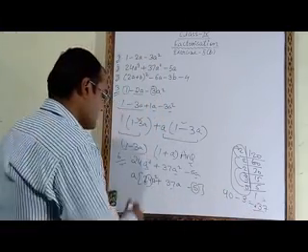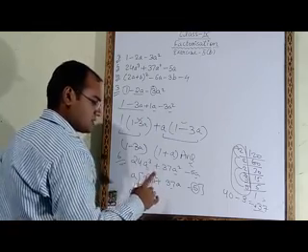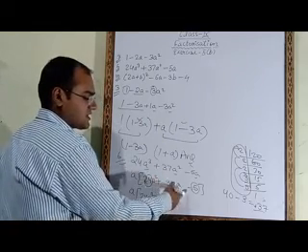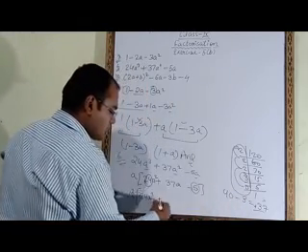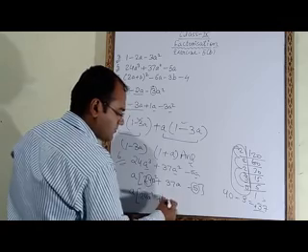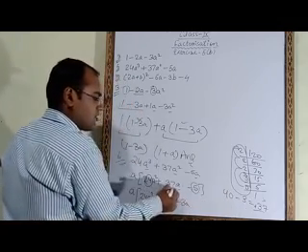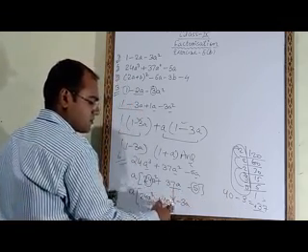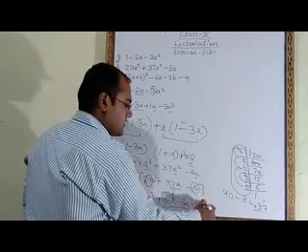So what do you have to do? A will be as it is. 24 a square will also be as it is. This plus 37a we will divide into 2 parts, that is plus 40a and minus 3a. Instead of 37 we have to write plus 40a and minus 3a. This minus 5 we have to write as it is.